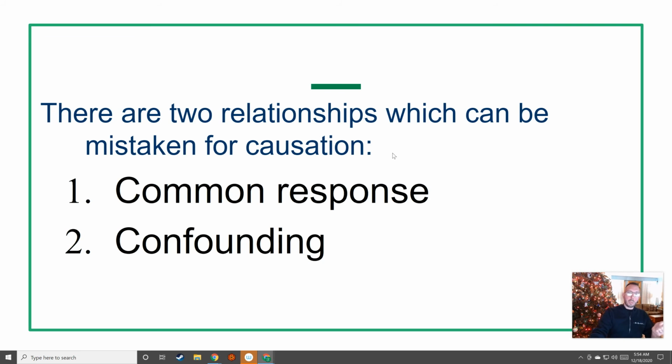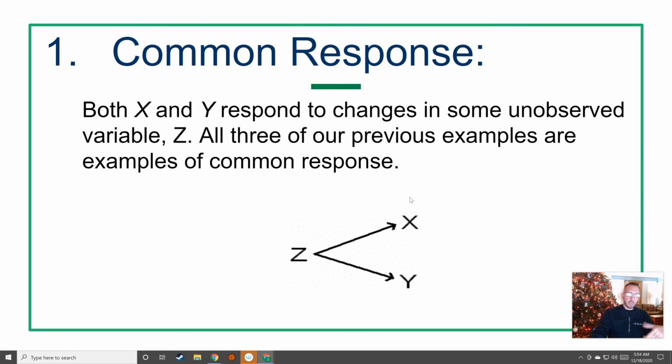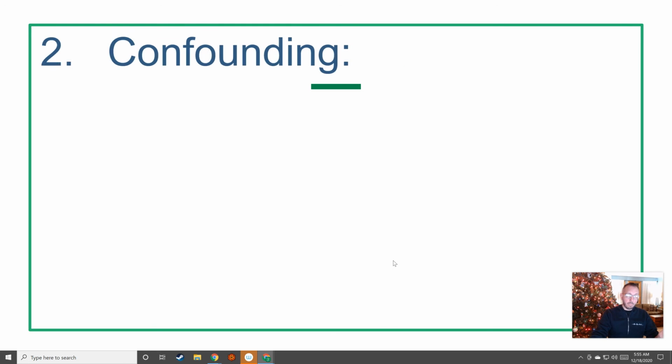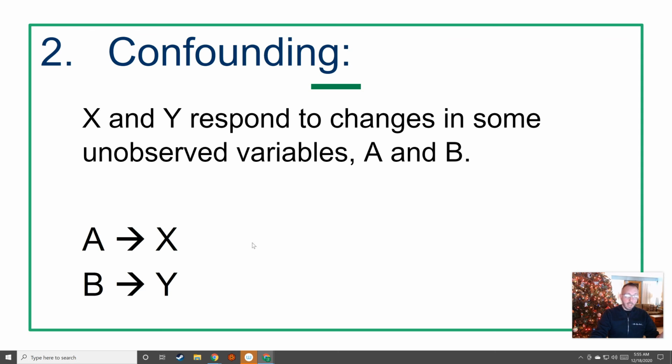So there are two common relationships we could mistake for causation. First is common response, and second is confounding. Common response is really simple. In the example I just gave you with ice cream sales and shark attacks, the common response is summer. So summer is causing both of those to go up. That's why X and Y are both impacted by Z. X being ice cream sales, Y being shark attacks, but summer is causing both of those to go up. There are also confounding variables. Maybe X is caused by one thing, Y is caused by another, completely unrelated. And I don't know that because I didn't study it, therefore I can't say it.